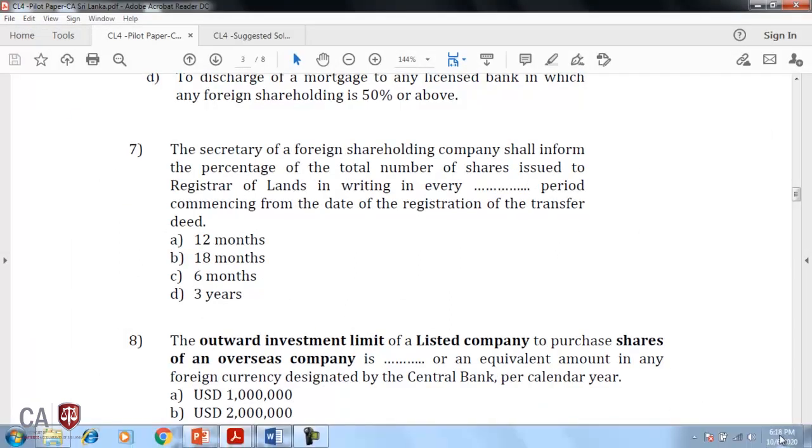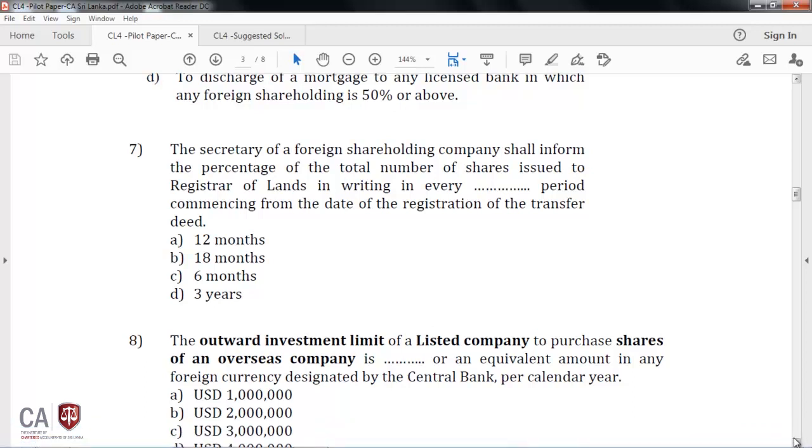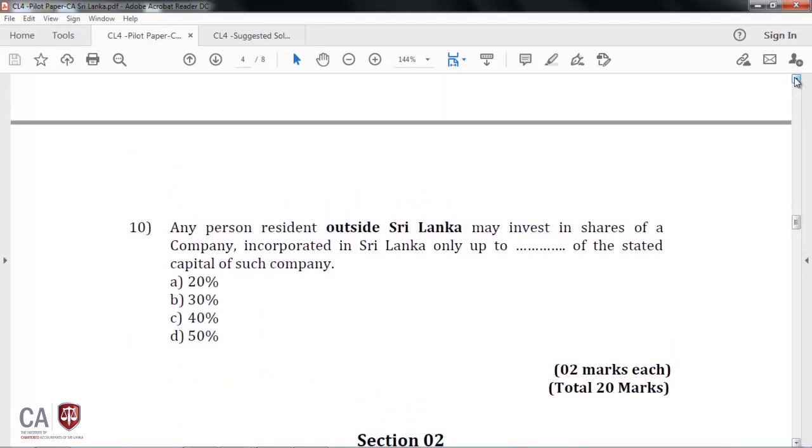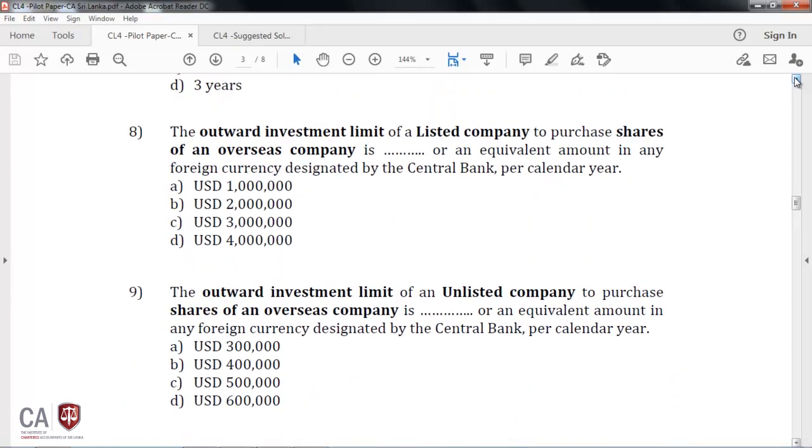The next question, or rather next two questions, is based on the Exchange Control Act. Question number 8 and 9. 8, the outward investment limit of a listed company. That means currency going out from a listed company to purchase shares of an overseas company is, or an equivalent amount is what? Or an equivalent amount in any foreign currency designated by central bank per calendar year.